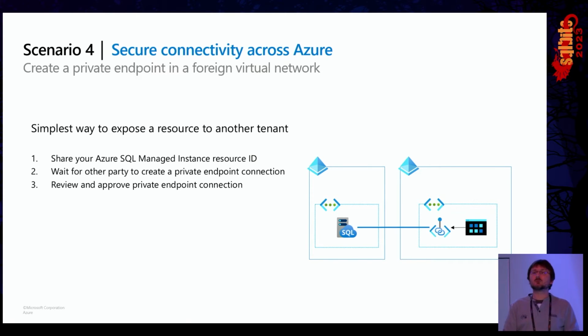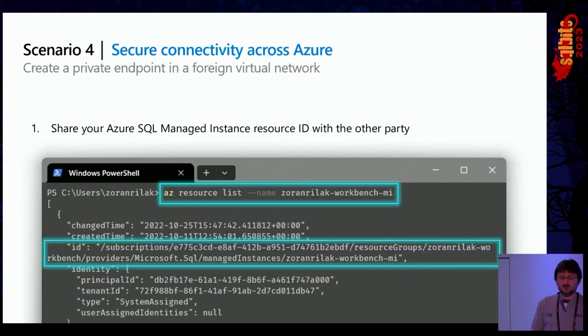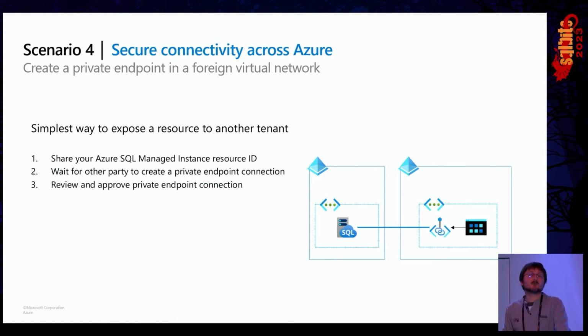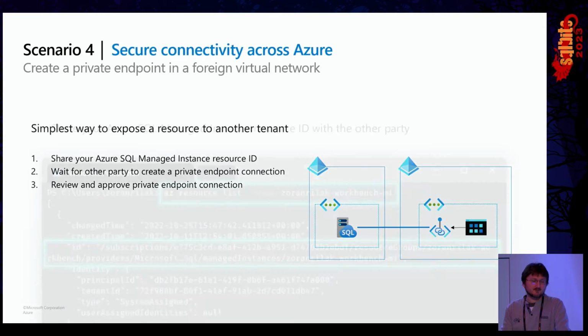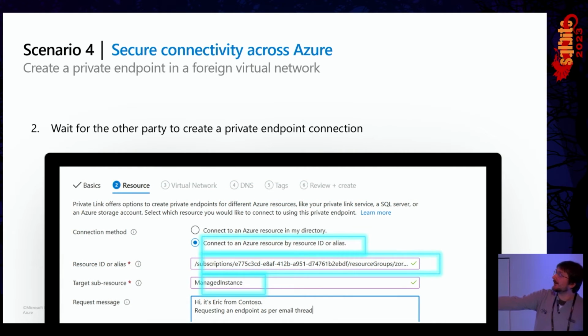The simplest way would be to just allow this other tenant, your customer, partner, whomever, maybe your subsidiary, to create a private endpoint. How do I do that? Well, as a managed instance admin, you run an az resource list, --name, the name of your MI, and you get the resource ID. This is the ID of the resource that they want to create the private endpoint to. You email it to them, and then they go to the private link center and create a private endpoint using the resource ID, and then the sub-resource is the actual name of the subnet.